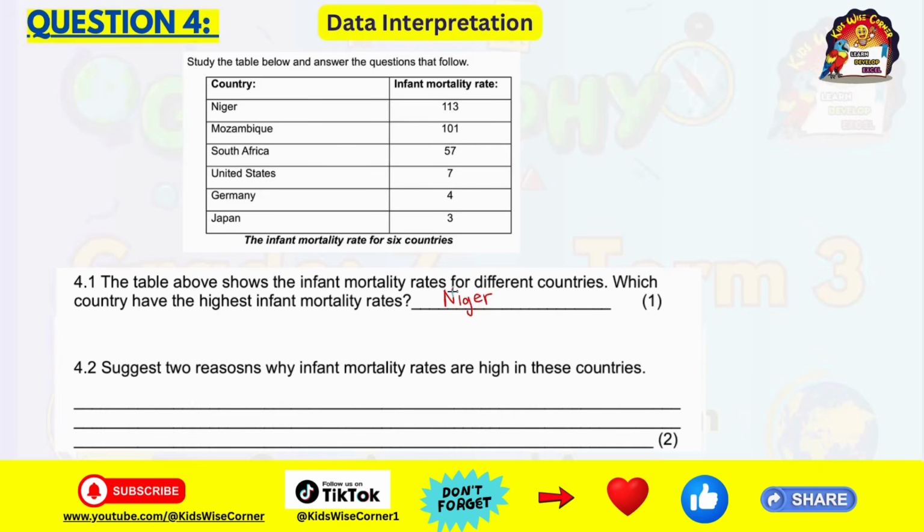4.2, suggest 2 reasons. Okay, please ignore the spelling here. Suggest 2 reasons why infant mortality rates are high in these countries. The reasons for high infant mortality could be, because it says for 2 marks, so we should give 2 answers, one could be poor health care.